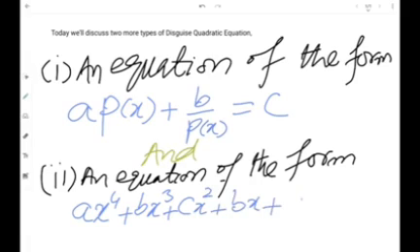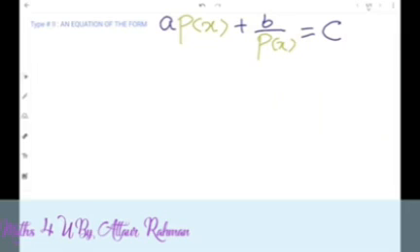Okay, so what are we waiting for? Let us start with the first type of disguised quadratic equation. In this type of equation, we will face two terms which are the reciprocal of each other. In the first term we have p of x, while in the second we have 1 upon p of x. So, let us solve an example on this.